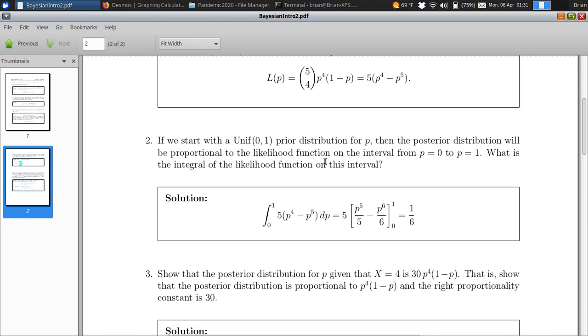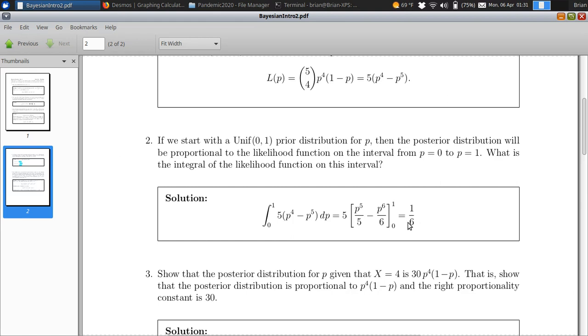If it's proportional to it, then we might want to know what's the area underneath the curve, so that we can figure out how to scale it so that it actually becomes a probability distribution. So the likelihood function we can integrate. I just took my likelihood function, 5 times p to the 4th minus p to the 5th, and integrated that. It's easy to integrate. Just raise the powers, divide by the new powers. The constant 5 just waits while you do that. Plug in the bounds, 1 and 0. I got 1/6. So that's the area under the curve.